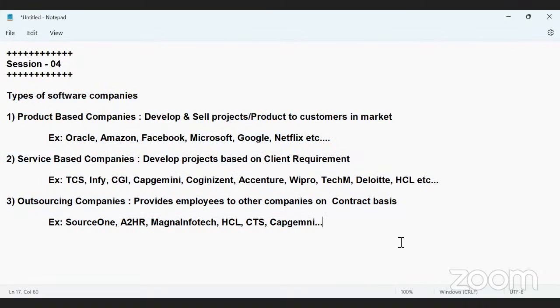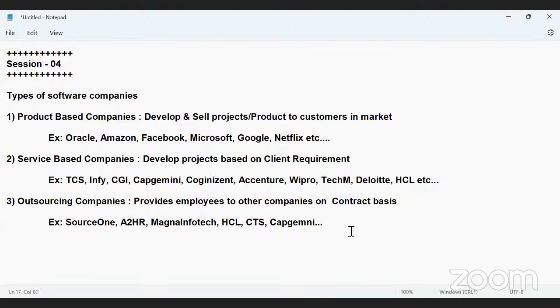Are you guys clear with my point? What is a product-based company? What is a service-based company? And what is an outsourcing company? Product-based company means those people will develop the project based on their own ideas, based on the market demand. They will sell those products in the market. Service-based companies develop the projects based on the client's given requirements. An outsourcing company provides employees to other companies on contract basis.